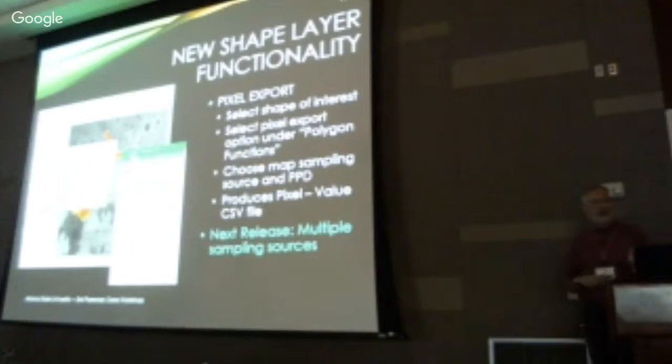Another new feature we just added is pixel export. So if you've drawn a shape and you have a sampling source you want to use, you can export a CSV file with every individual pixel that falls underneath your shape and the associated value from whatever sampling source you choose. Coming up in the very next release of JMARS, you'll be able to select multiple sampling sources, and then your export will include a column for each of the sample sources for the value for each pixel.